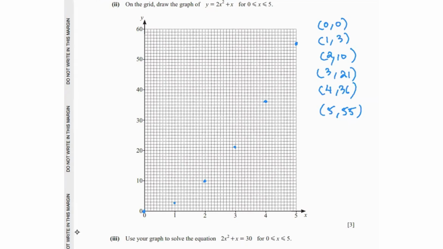Now we connect the points. Yeah, that is the neatest thing I can draw at the moment. But this is our graph. Then use a graph to solve the equation 2x squared plus x equals 30, which means they want us to draw a line at y equals 30 and then find the corresponding x value at that point.